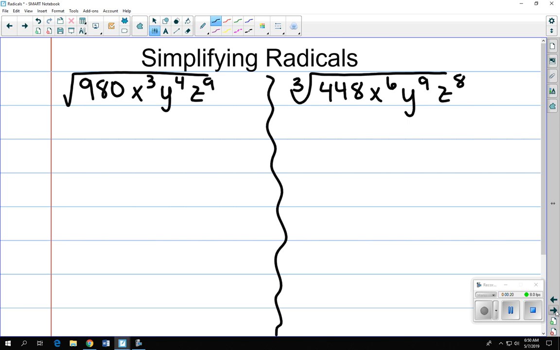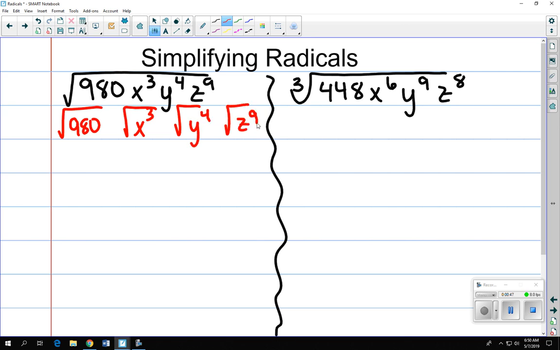So on the left hand side I have the square root of 980 x to the third, y to the fourth, z to the ninth. To start out, I am going to separate each term to be simplified. So I'll start off with the square root of 980, the square root of x to the third, the square root of y to the fourth, and the square root of z to the ninth.